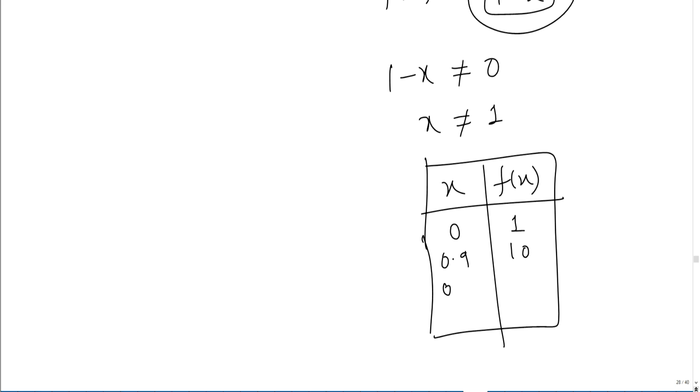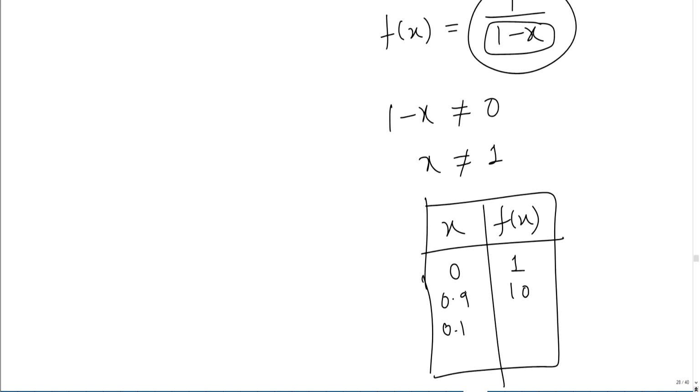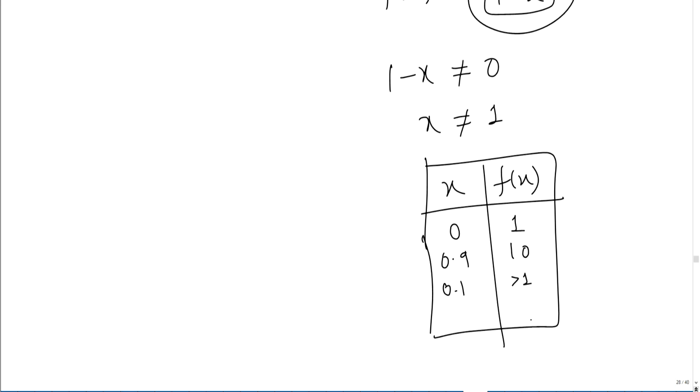Okay. What would be the value of the function if x is equal to 0.1? Then the denominator term would be 0.9. So, 10 by 9. So, around 1. So, slightly greater than 1. Okay. But as x gets close to 1 but less than 1, then this becomes a very large value.